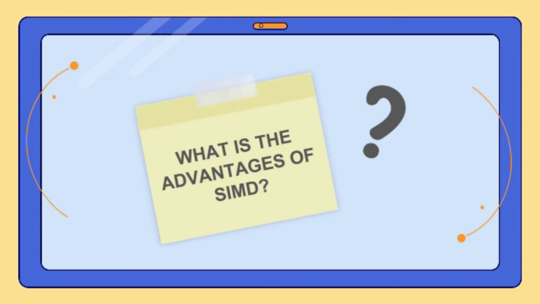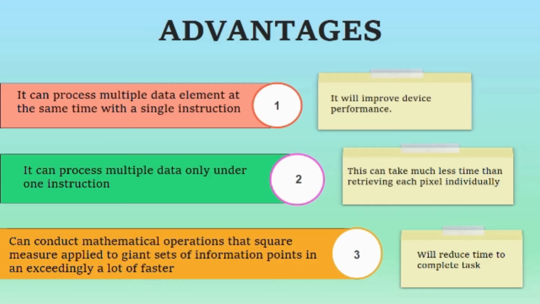What is the advantage of SIMD? The first advantage is it can process multiple data elements at the same time with a single instruction. So, it will improve device performance. The second one is it can process multiple data under one instruction. So, this can take much less time than retrieving each pixel individually. The third advantage is it can conduct mathematical operations that are applied to a large set of data points much faster. So, it will reduce the time to complete the task.